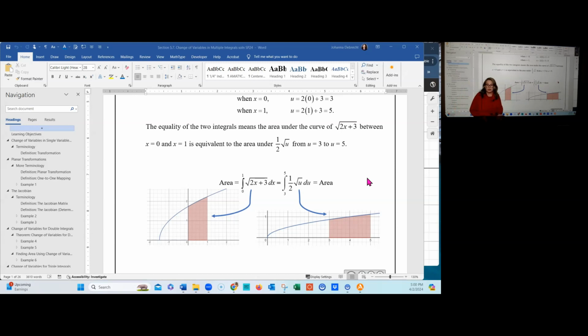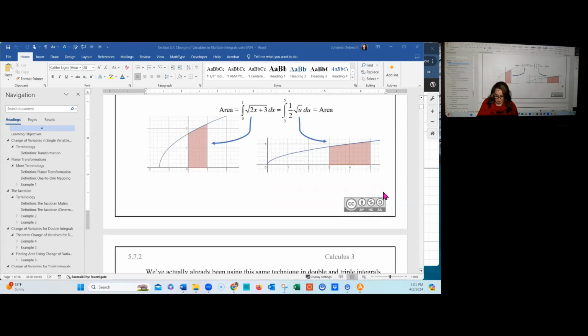Now, why might we want to change variables? There are a couple of reasons, but the bottom line is to make the integration easier. In the original, when we substituted U for 2X plus 3, it made the integration easier to compute. We could just use the power rule for integrals. What we're going to experience most often here in Calculus 3 is that it makes the region over which we're integrating in the UV plane a far simpler region to integrate over.